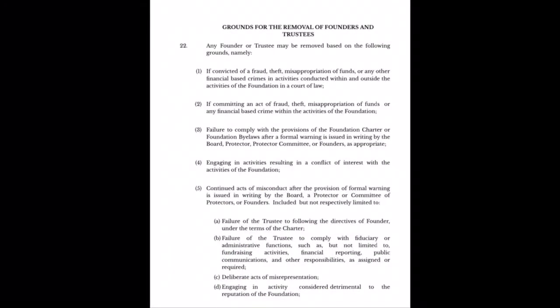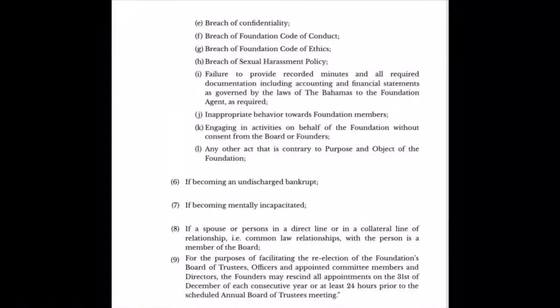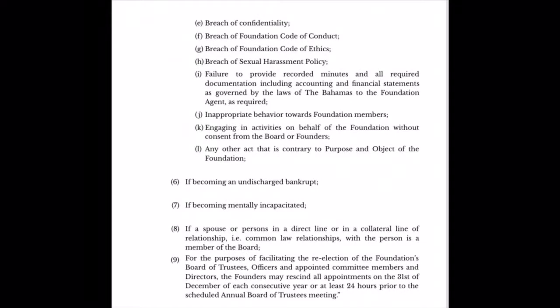However, the founders can only do so under the provisions of Article 22, which set the grounds for the removal of founders and trustees under certain conditions, such as bankruptcy or mental incapacity, financial-based crime, misconduct or non-compliance with regulations after formal warning, and conflict of interest activities. Article 22 also provides the mechanism for the founders to dissolve the Board of Trustees for the purpose of facilitating the election of a new board, together with the transfer of the founders' authority under the charter to allow trustees to carry on their administrative functions.